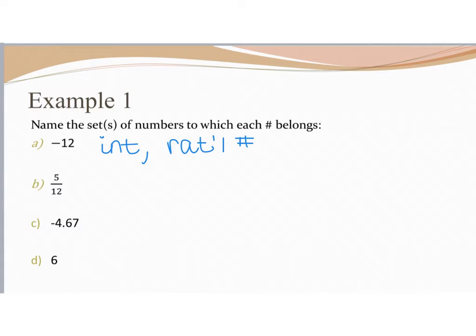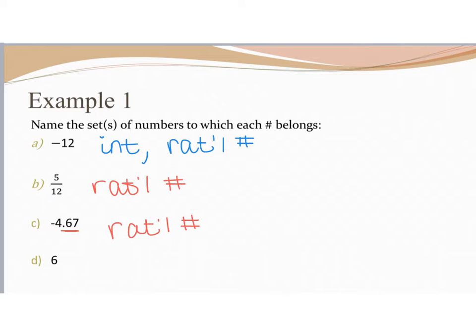For part B, 5/12, this is not a fraction that will reduce down into an integer or a whole number. So this right here is just going to be considered a rational number since it's in fractional form. Part C, negative 4.67. Because I have a decimal place and it terminates, I know that this is a rational number.